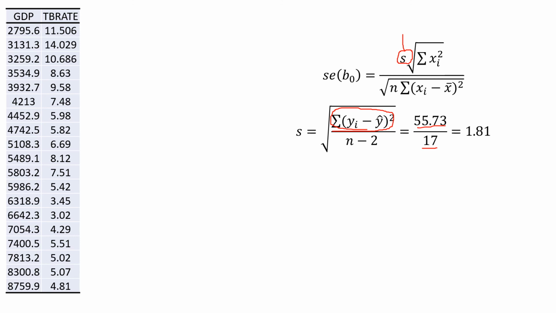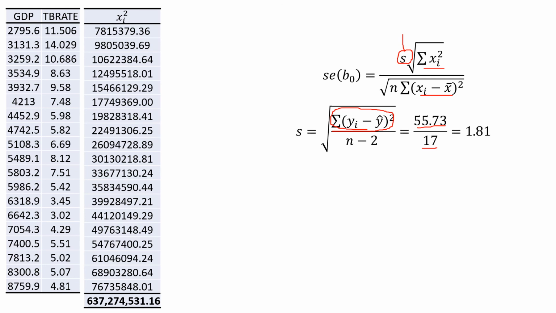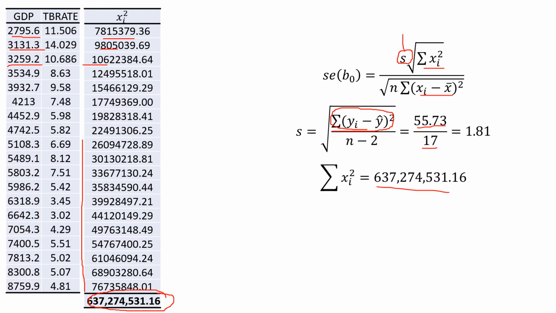So now we need to compute the value for the sum of x squared and this other term here. For x squared, this is the result you have. Square 2795.6, you get this value. Square 3131.3, you get this value. Square 3259.2, you get this value, and so on. You can calculate all these values down, and this gives you the sum of the squared values of x, which when you calculate, this is the result that you get.